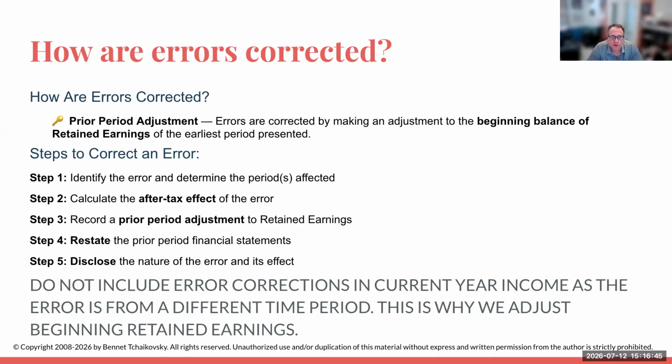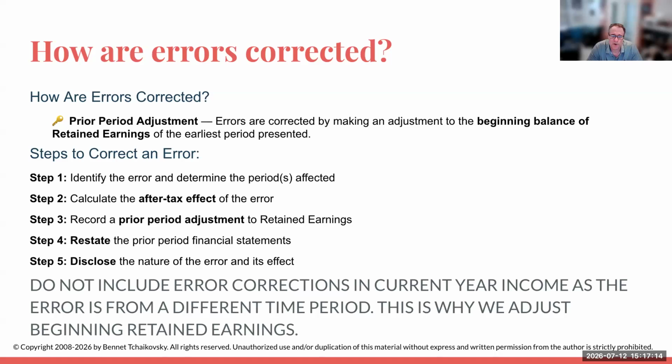So how do we correct the error? We identify the error and determine the periods affected, calculate the after-tax effect of the error, and record the prior period adjustment to retained earnings. Again, you probably saw this in intermediate accounting 1 when going through discontinued operations and talking about retained earnings, and when we put things onto the income statement.